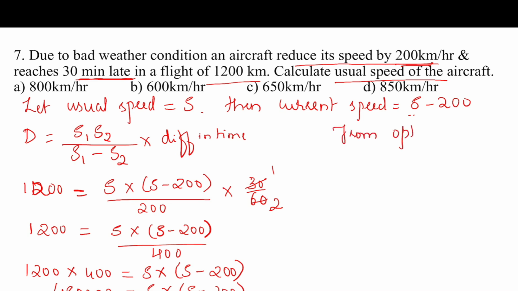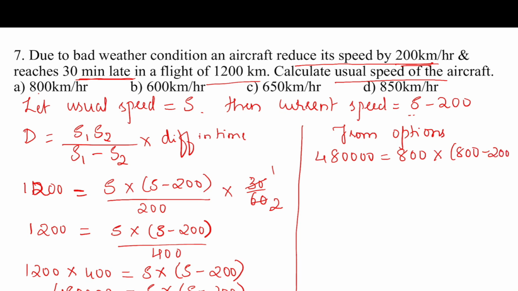Okay, from the options we can directly take one option, put it in this equation, and then we can find out. So we'll take the first option, 800. If I take 800, what will it become? 48, 4 zeros, which is equal to 800 into 800 minus 200, which is 600.